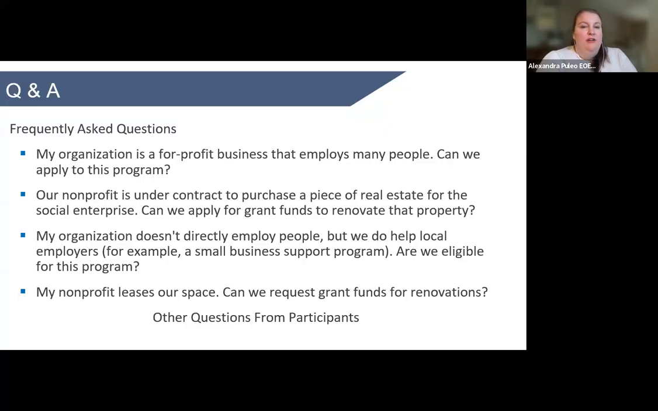My nonprofit leases our space. Can we request grant funds for renovations? No, you do need to be the owner of your space to request funds for renovation. Awesome. All right.